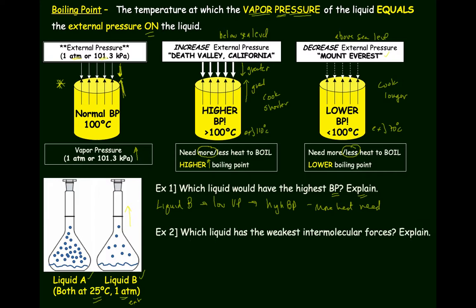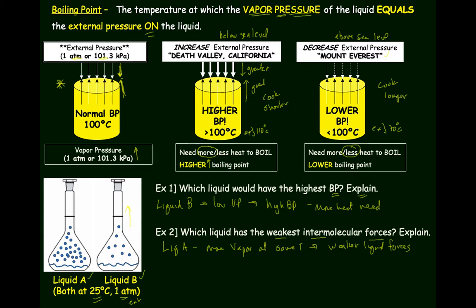Which liquid has the weakest intermolecular forces? I would probably say liquid A, because again, you have more vapor compared to liquid B at the same temperature. More molecules are escaping, right? So you have more vapor at the same temperature, which means weaker forces, weaker liquid forces.